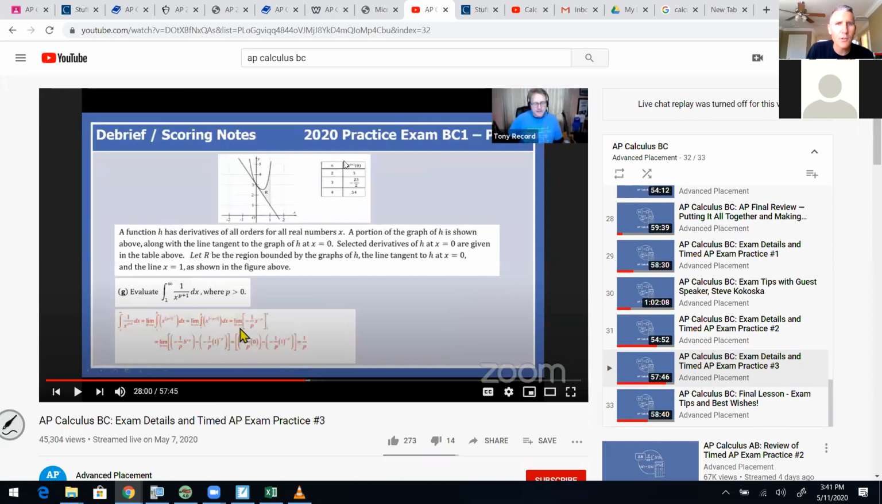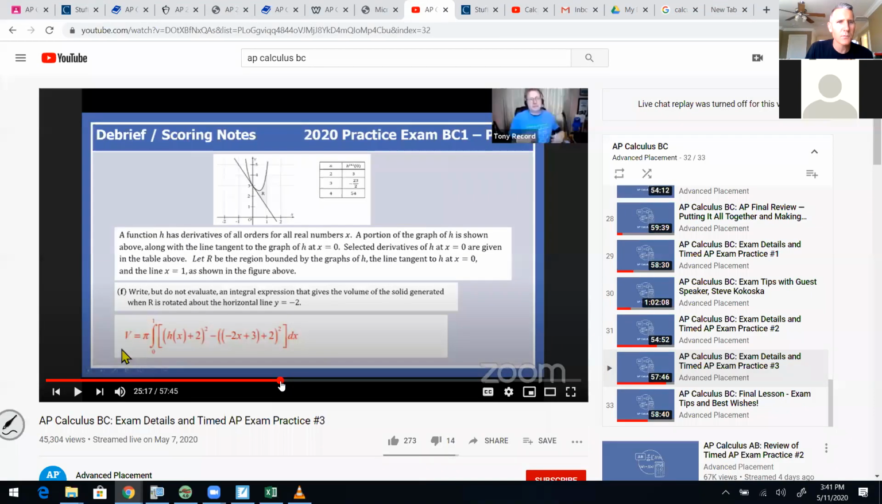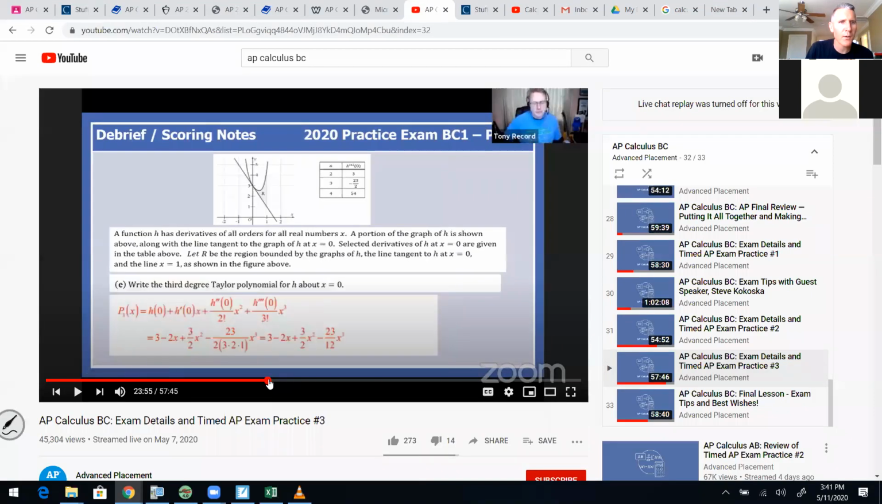Remember, they gave you a table of values of the nth derivatives of h for certain n values, and then gave you another way to find the first derivative. I don't know exactly what part that was that had you use the Taylor polynomial for that one. Oh, so write the third degree Taylor polynomial for h about x equals 0. So this right here is your setup, P sub 3 of x.